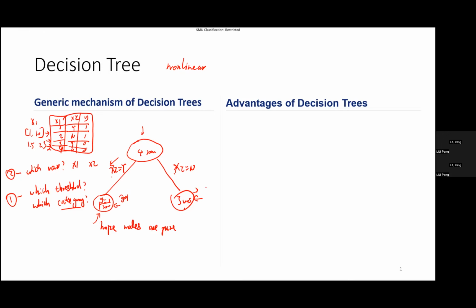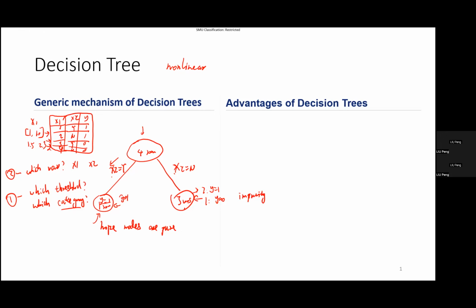However, in these 3 rows, maybe there are 2 rows where y equals 1, but 1 row where y equals 0. So there's some impurity here. So it's not so pure, it's impure, right? There's some impurity, and this is not what we want.